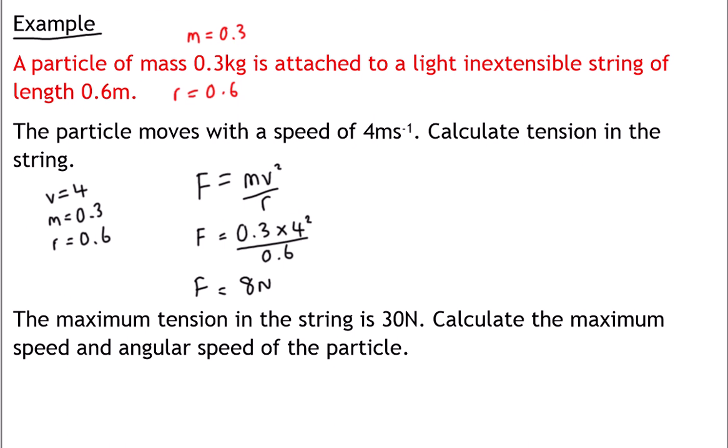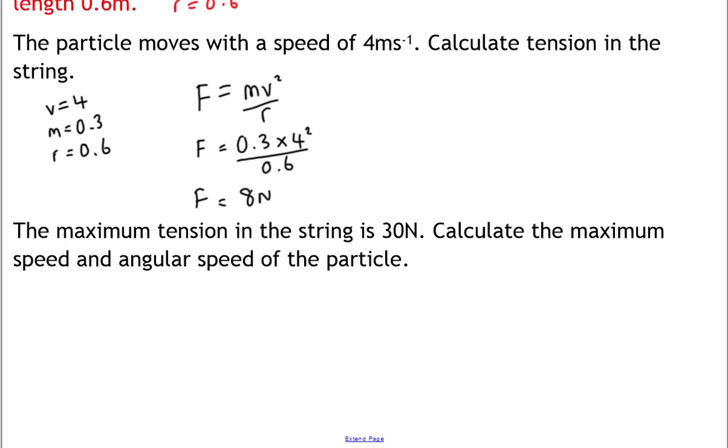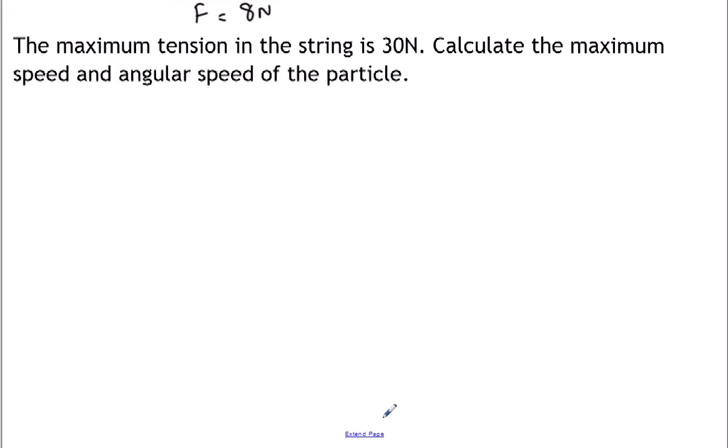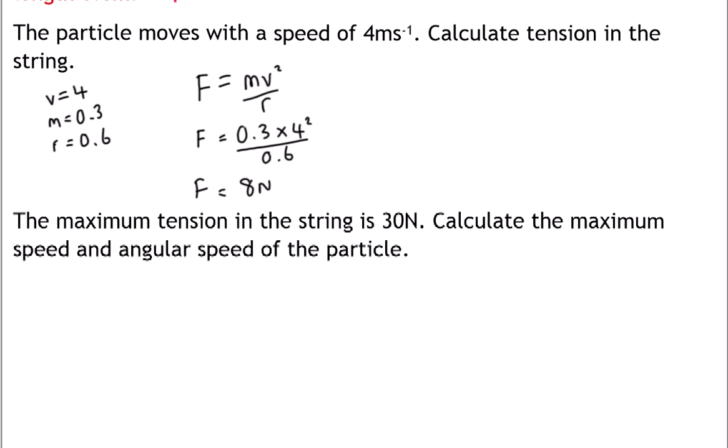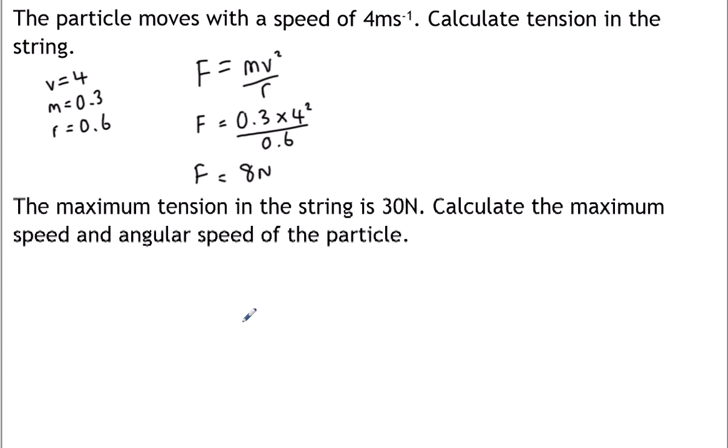Right, part B then says that the maximum tension in the string is 30 newtons. So any more than 30 newtons and the string will snap. So calculate the maximum speed and angular speed of the particle. So we're being asked to find v, and we're being asked to find omega, which is easy. Once I've got v, I can do v equals omega r at the end, and I can find omega, not a problem.